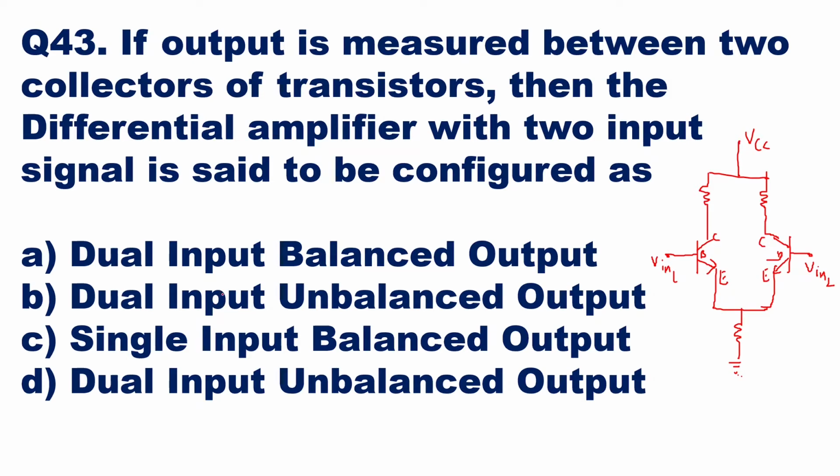So output is taken here. So here if you see the circuit, and these are the collectors. Okay, so here you can see the output is taken. See, this is the collector, and so there is a single output taken. So single output taken is called as balanced output between the two collectors. Okay, so it is a balanced output. And there are two inputs, so it is a dual input. So dual input balanced output will be the right answer here. So option A, that is dual input balanced output, will be the correct answer for this.